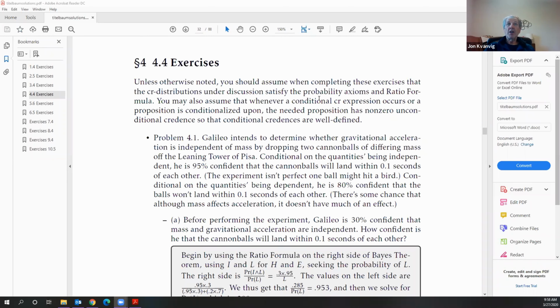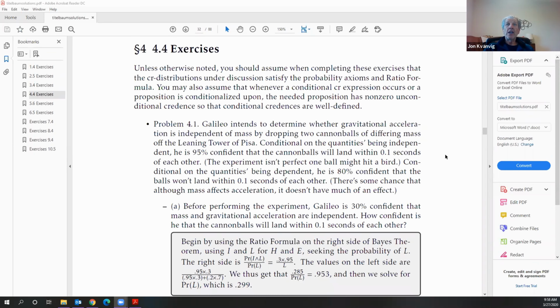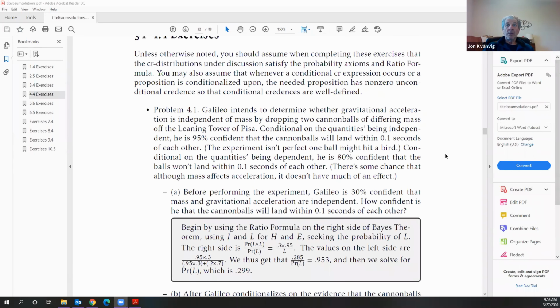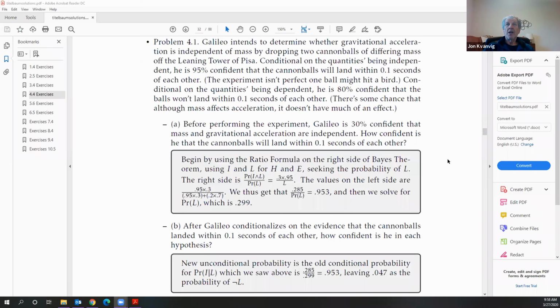Chapter 4 is pretty much preparatory for chapters 5 and 6, and there will be more on the take-home final from those chapters. So it's important to understand what's going on in chapter 4, but none of it is going to show up on the take-home final. All right, so problem 4.1 is just some number crunching.